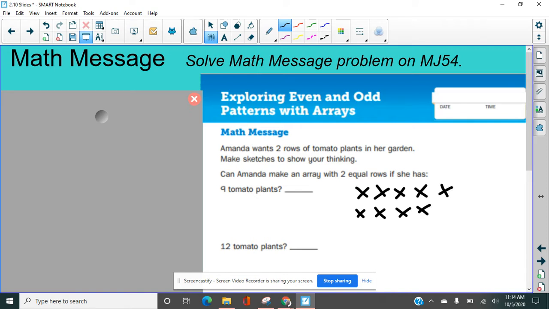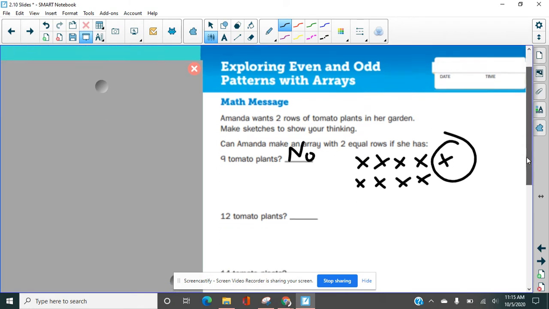Can she have 2 equal rows if she has 9 tomato plants? No. So draw your array. And it's a no, right? Because why is it no? Well, she's got this extra one. Remember that our extras in division, we call them remainders. That's really what we're doing here, we're dividing 9 plants into 2 rows. It is not possible to come out equal.